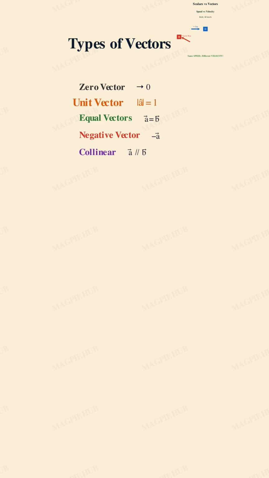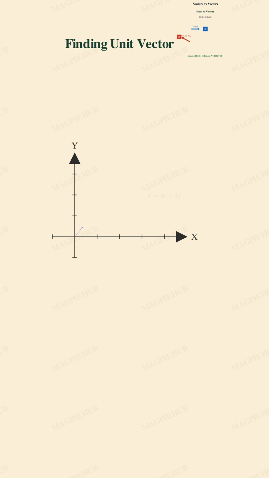How do we find a unit vector in any given direction? Simple. Divide the vector by its magnitude. If vector A has magnitude |a|, then A hat equals vector A divided by |a|. This scales the vector to length 1 while keeping its direction. Watch the animation.